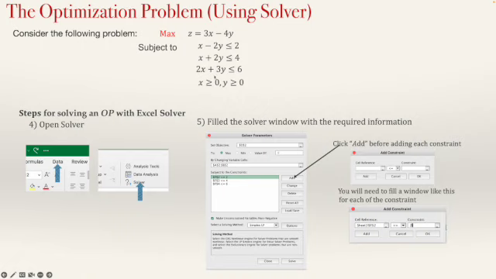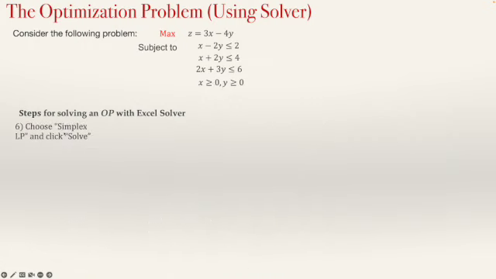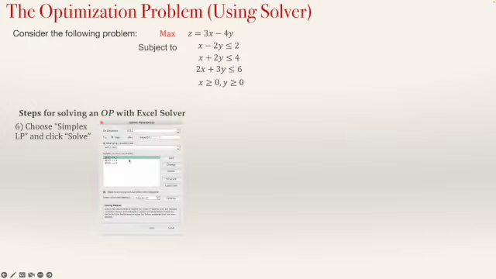To make the variables non-negative, greater or equal than 0, you just click here. So click here to add the non-negative constraint, x greater or equal than 0, y greater or equal than 0. Then, as a sixth step, choose the Simplex LP method and click Solve.